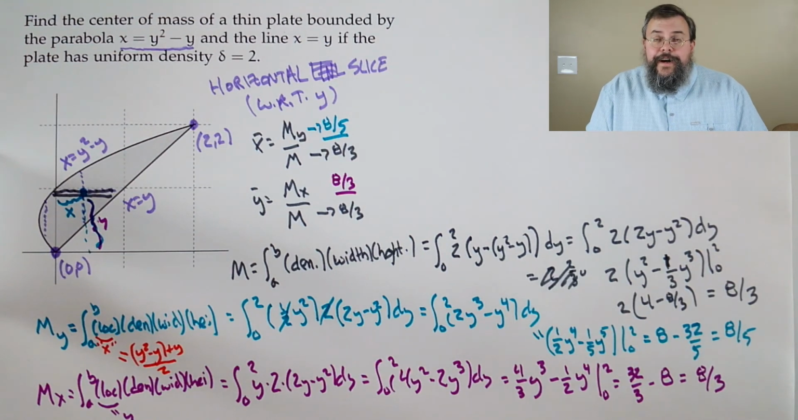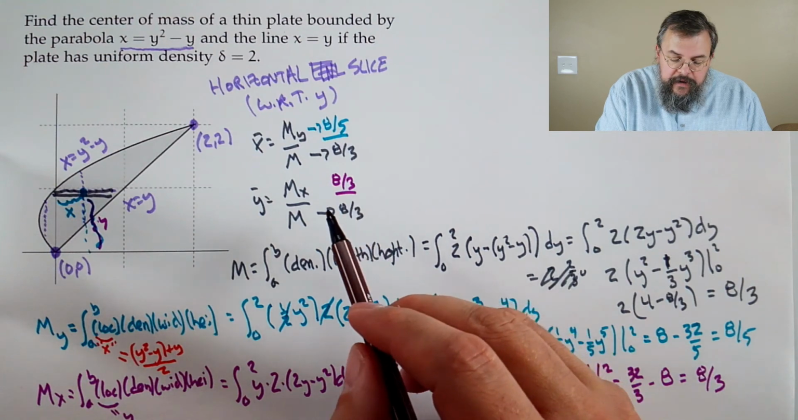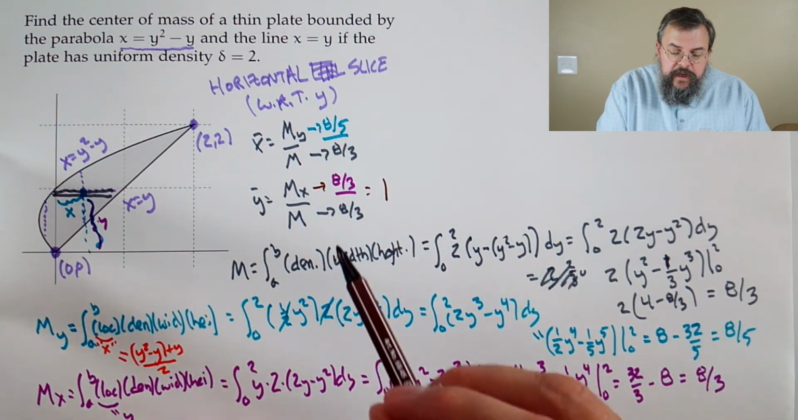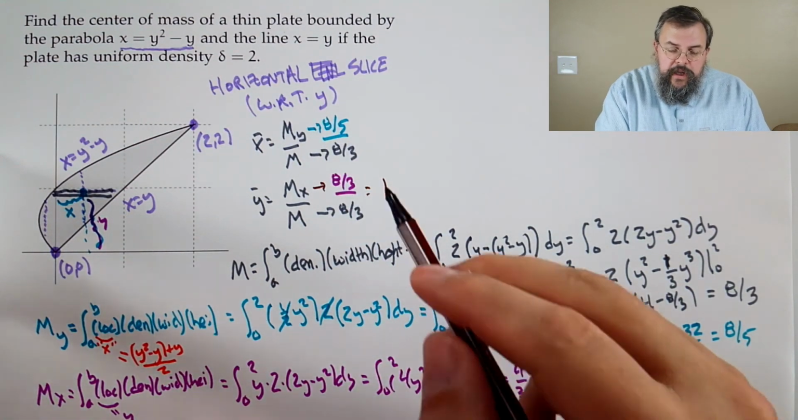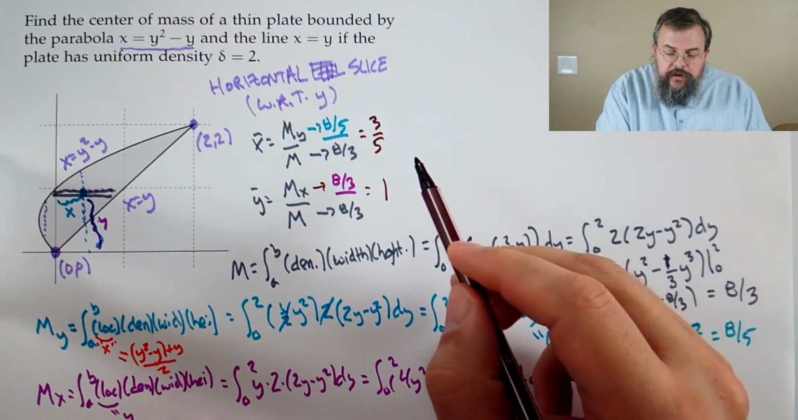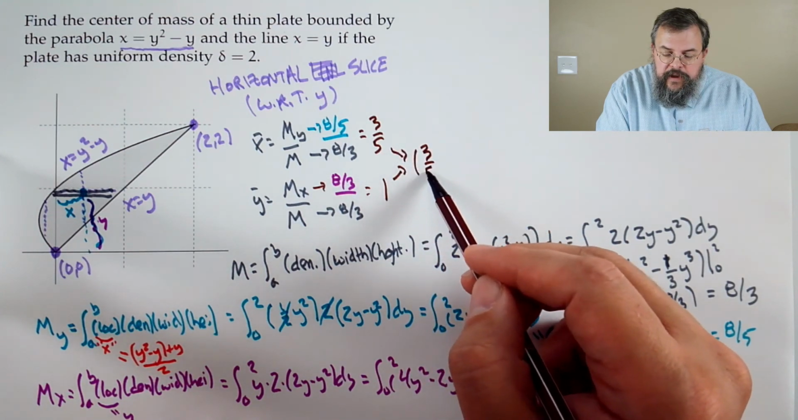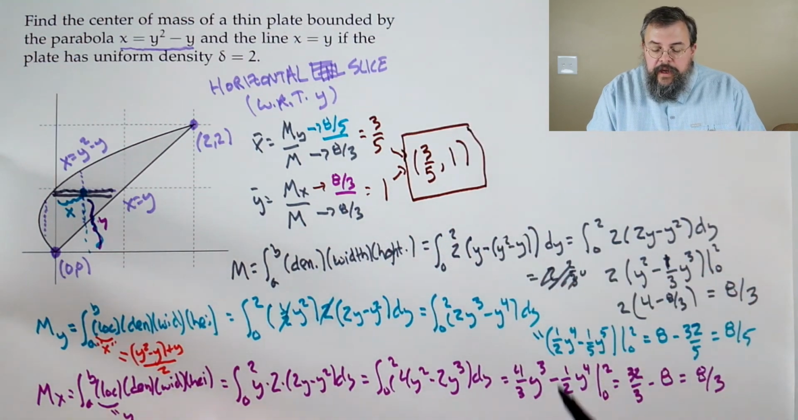Well, now, what do you do? Well, you clean it up. We've done the integrals, and the last thing is just to say, for example, y bar: 8 thirds over 8 thirds is 1. That's great. Here, the 8's cancel. You bring that 3 up, and you say, well, this is the same as 3/5. And so, putting this together, we get 3/5, 1. And that's the answer.